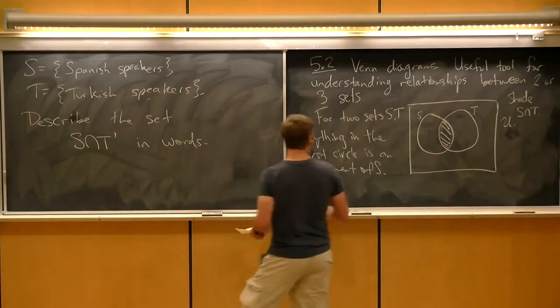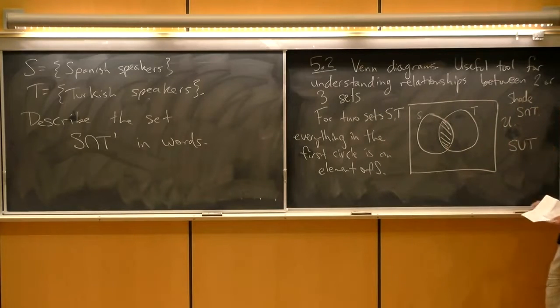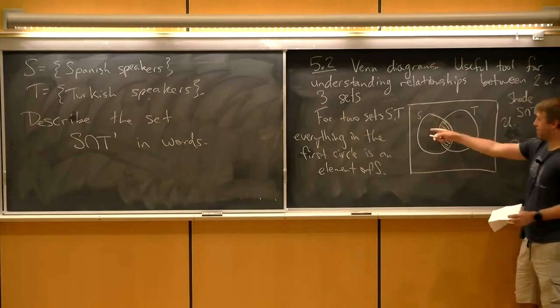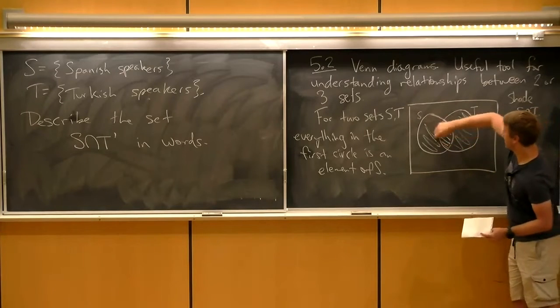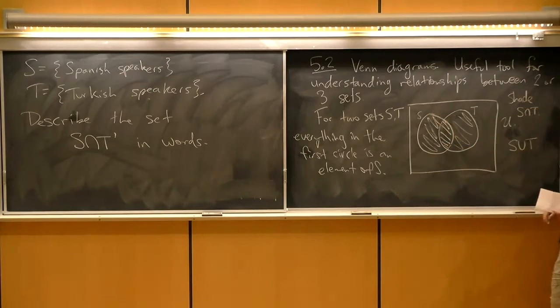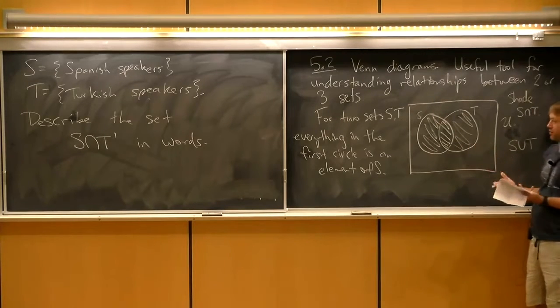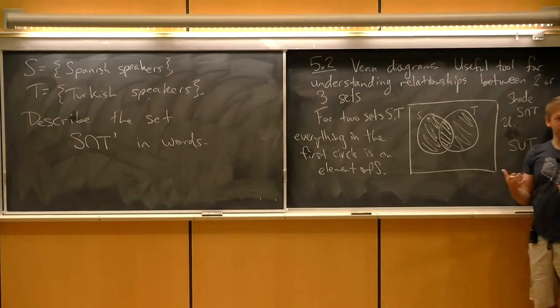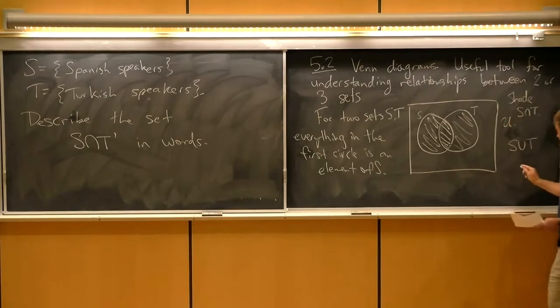What if we were to shade S union T? Yeah, everything in both of the circles, as well as this inner thing as well. So anyway, this is a nice way of illustrating what different set operations look like, union, intersection, and things like that.